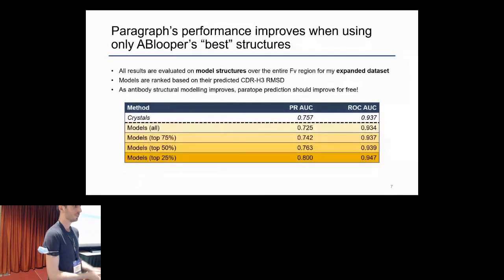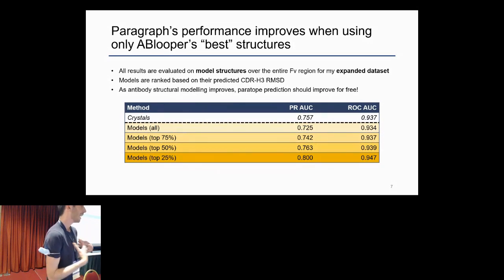This is the final slide before I conclude. And this is a really exciting part about how Paragraph works. The performance of Paragraph actually improves with the quality of the models that you feed it. So there are certain antibody modeling tools.